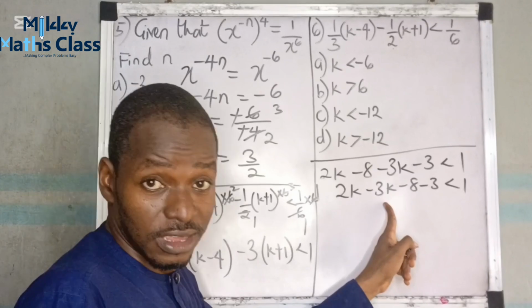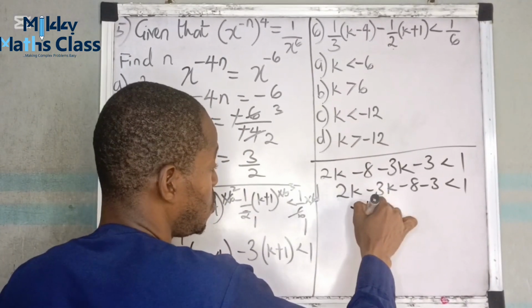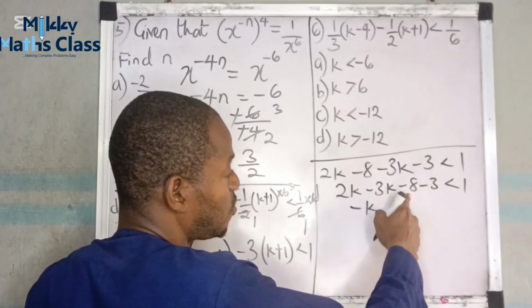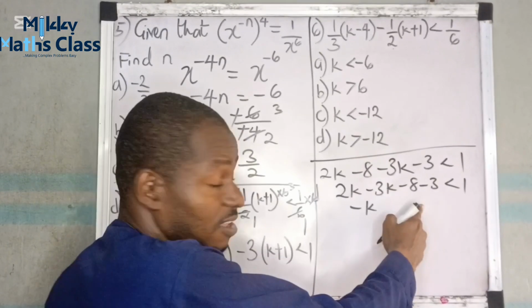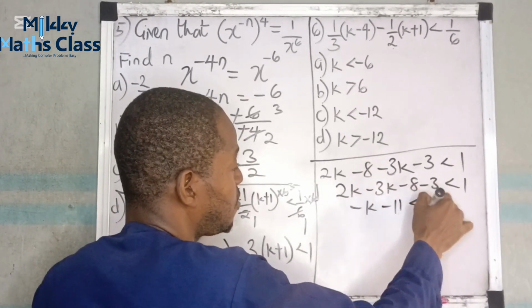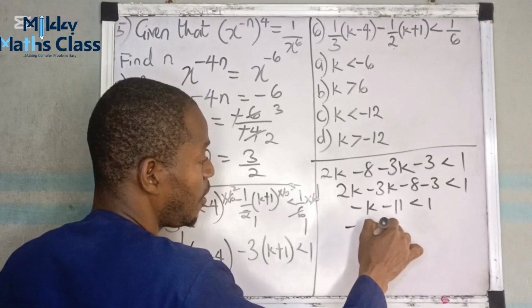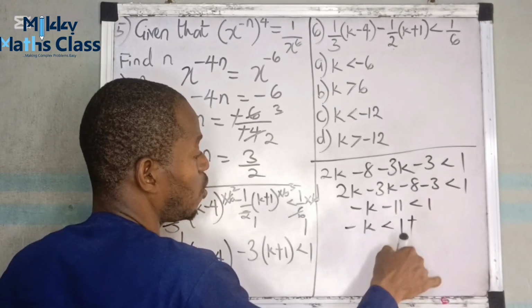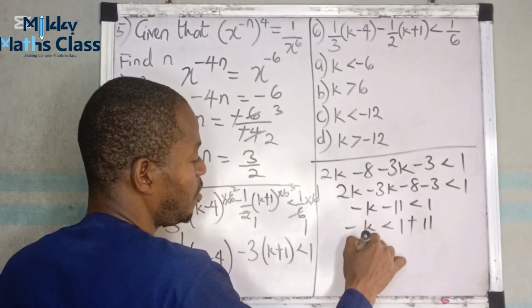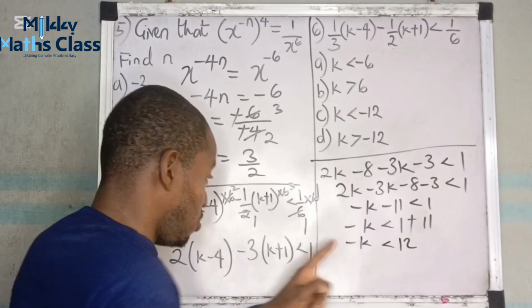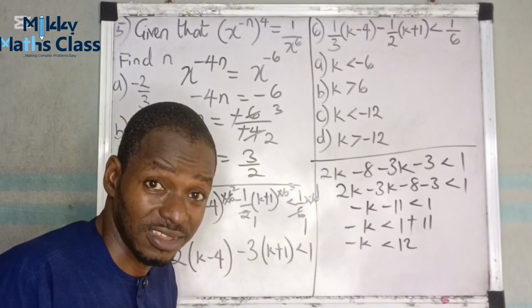2k minus 3k, that's negative k. So this is negative k. Negative 8 minus 3, that's negative 11, less than 1. Add 11 to both sides to remove this. So this becomes negative k is less than 1 plus 11. So negative k is less than 12. But we're not interested in negative k. We are asked to find the value of k.